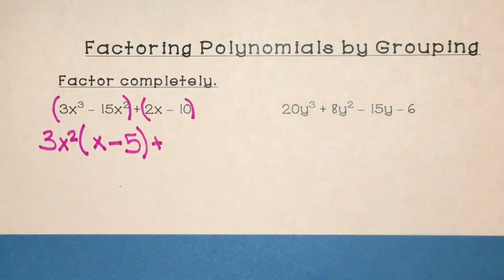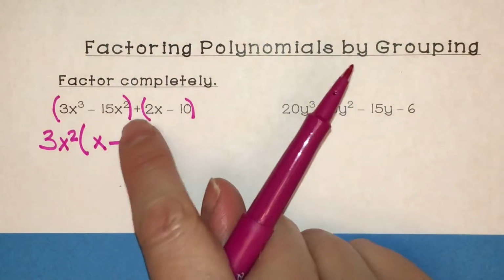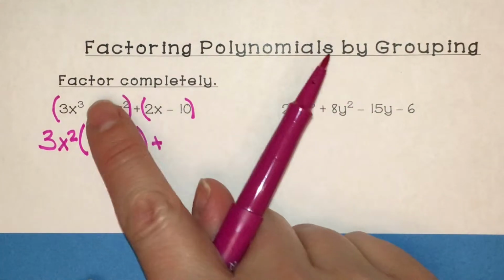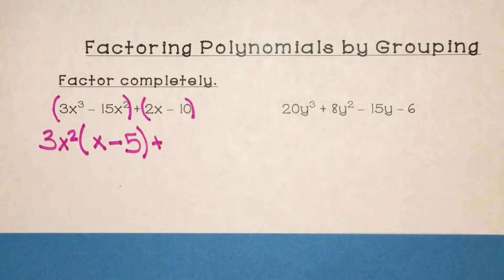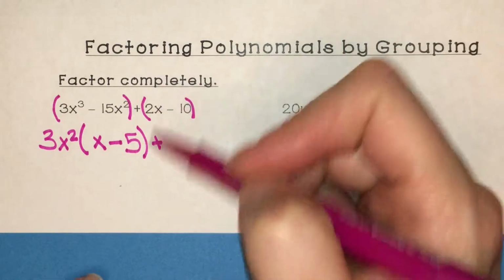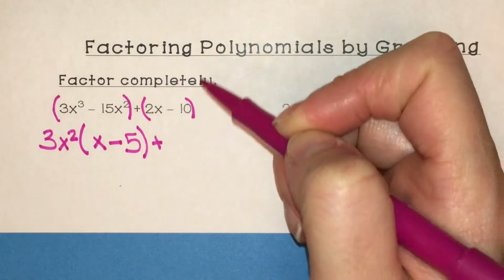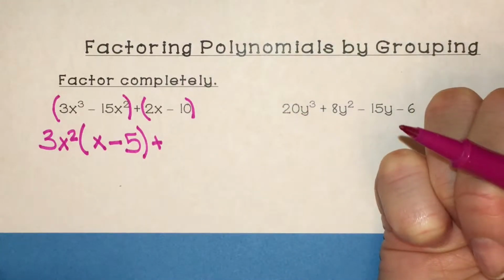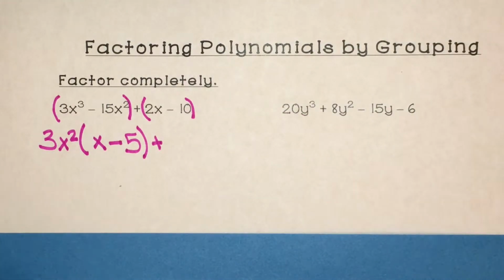Plus, and when you're factoring by grouping, you always want it to be addition between your two sets that you've grouped. So if there's subtraction, you want to change subtraction to addition, change the sign of the next integer, or next term, to negative.